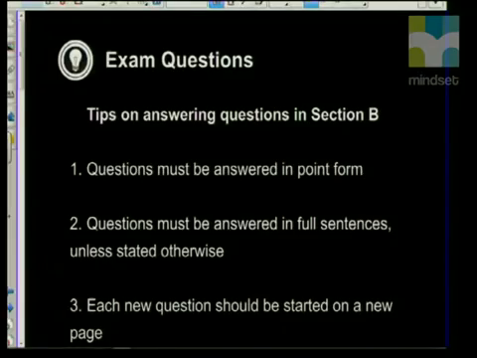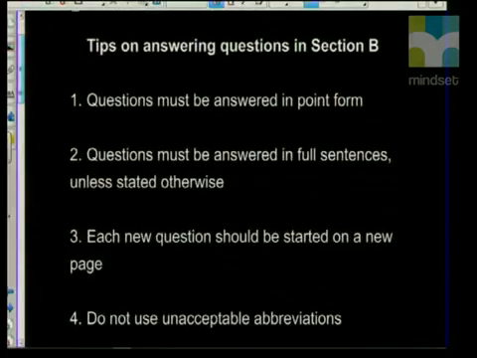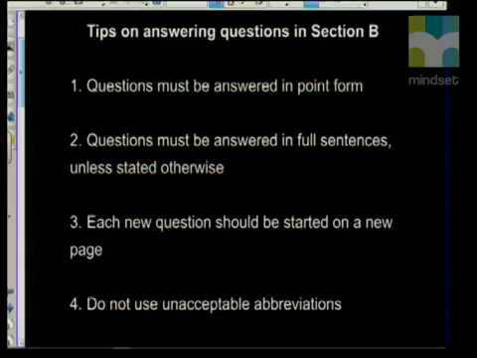Let's move on to section B. Right, then we move on to section B, where you have questions that are referring to specific sections in the work. Your question on microeconomics in paper 2 will be question 2 in the paper. I want to give you some tips on answering the questions in section B. The questions must be answered in point form.